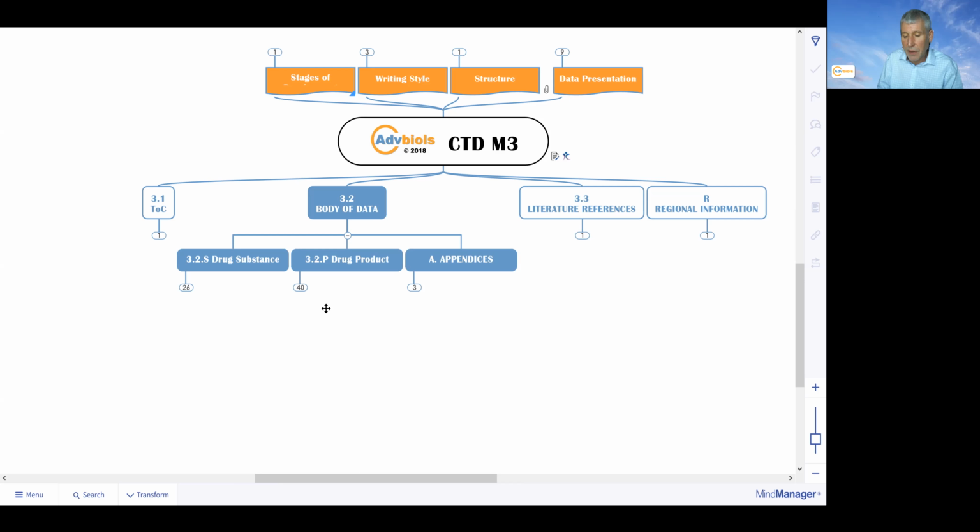And it is divided into 3 sections. 3.2.S describes the manufacturing, control, and quality of the drug substance. So that's the active substance. In GMP guidances, this is called an active pharmaceutical ingredient. And sometimes it's called active ingredient. So it has multiple names, but in the ICH dossier, it's called the drug substance.